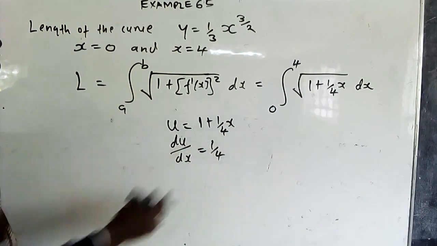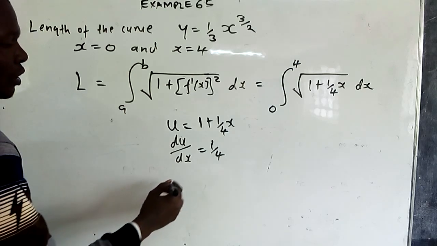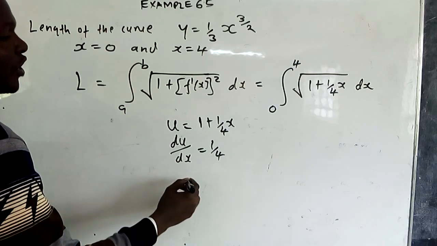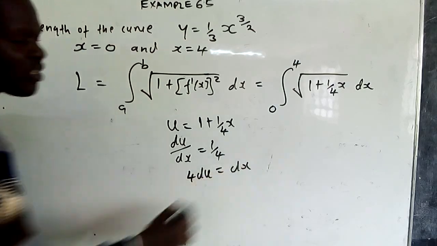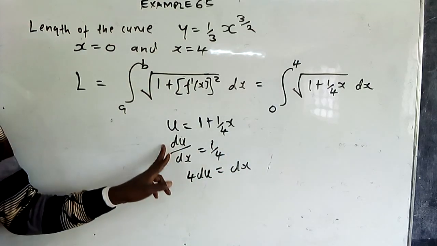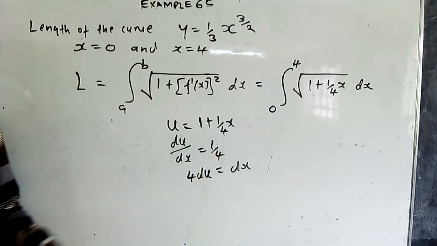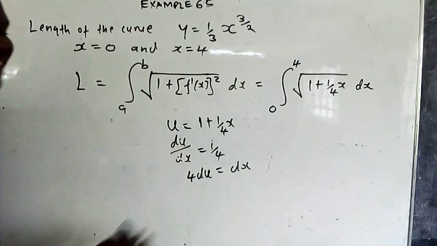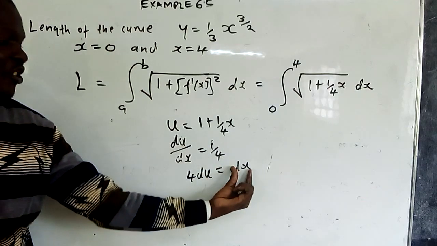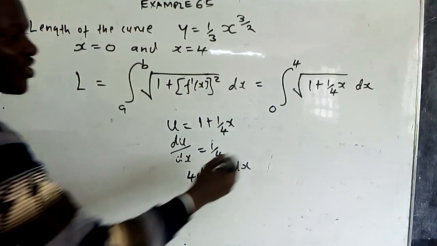So you take the x to the other side, and you get 4du is equal to dx, isn't it? Meaning if you multiply both sides by 4, you get 4du equals dx. Cross multiplication. See, 4 times du is 4du, and dx times 1 is dx. Meaning where there is dx, we are going to put 4du. So it means this one is what?